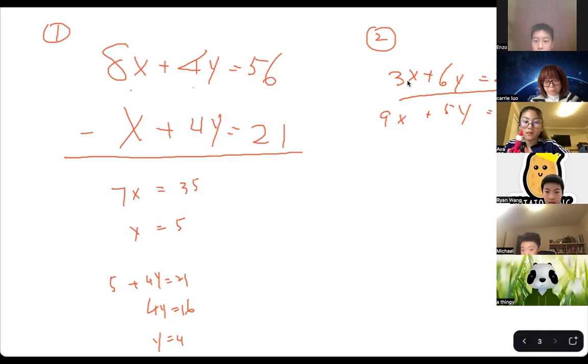3x and 6y. 3x, 6y, and 24 have the factor of 3. This one has the factor of 2 and 3. And this one has the factor of 2 times 2 times 2 times 3. Get it? So what's in common? 3. Get it? So we can change this one into x plus 2y equals 8.